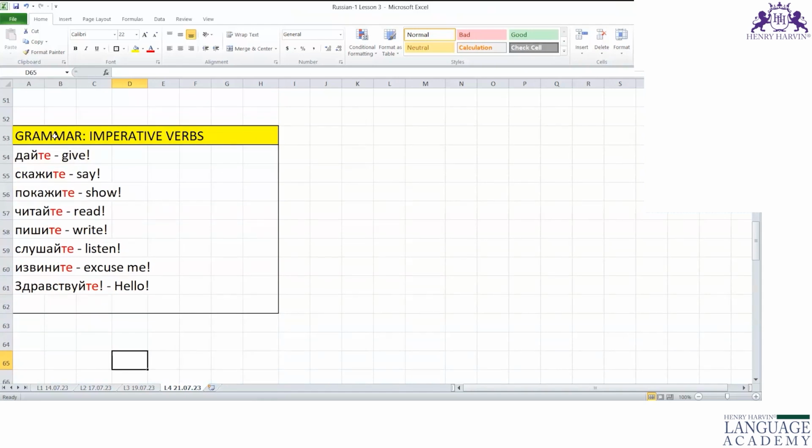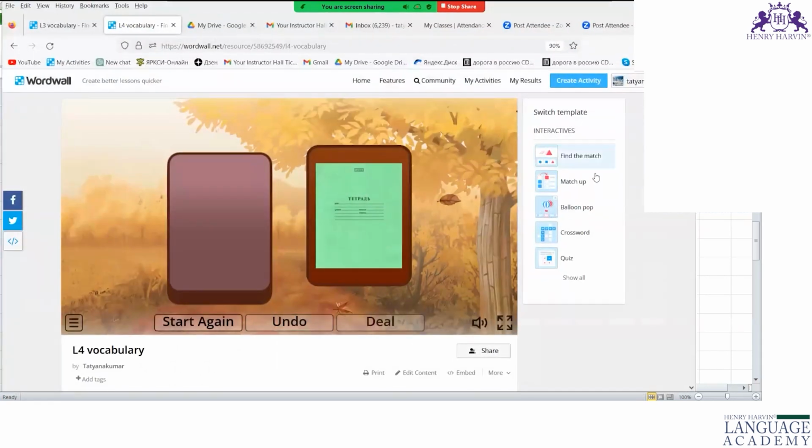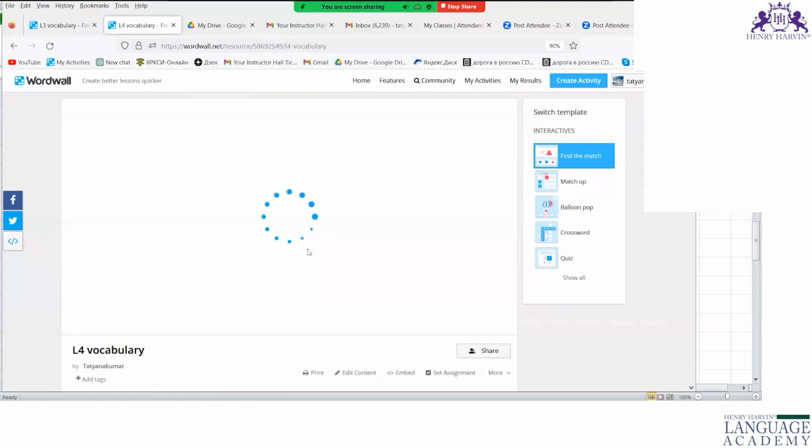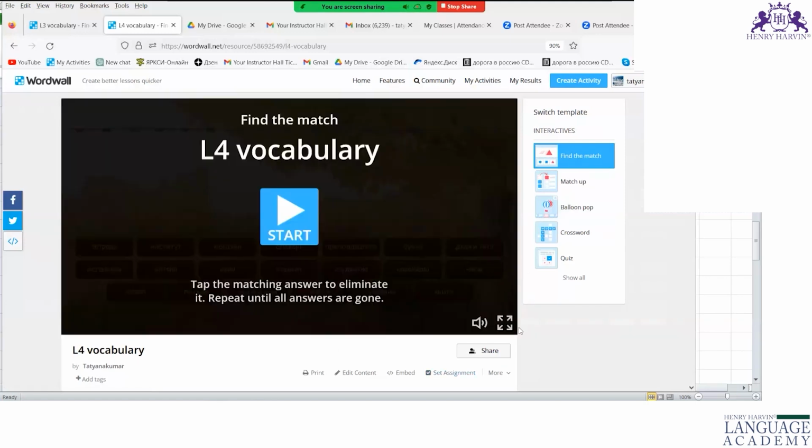Так, и глаголы, verbs. You can say, okay, say like that. Дай, дайте. Скажи, скажите. Покажи, покажите. Читай, читайте. Пиши, пишите. Слушай, слушайте. Извини, извините. Здравствуй, здравствуйте. Yes, absolutely. Now, let's also look at the pictures we have here with the same vocabulary.